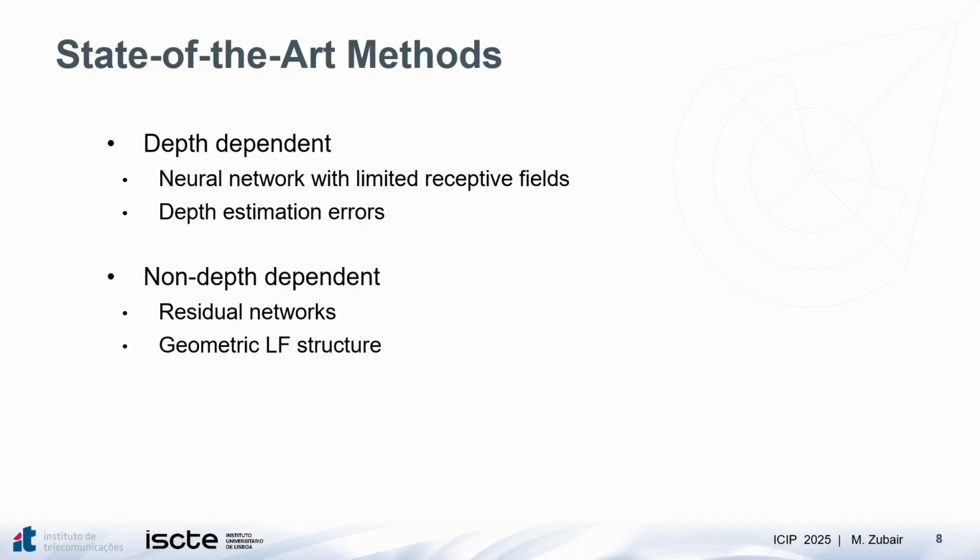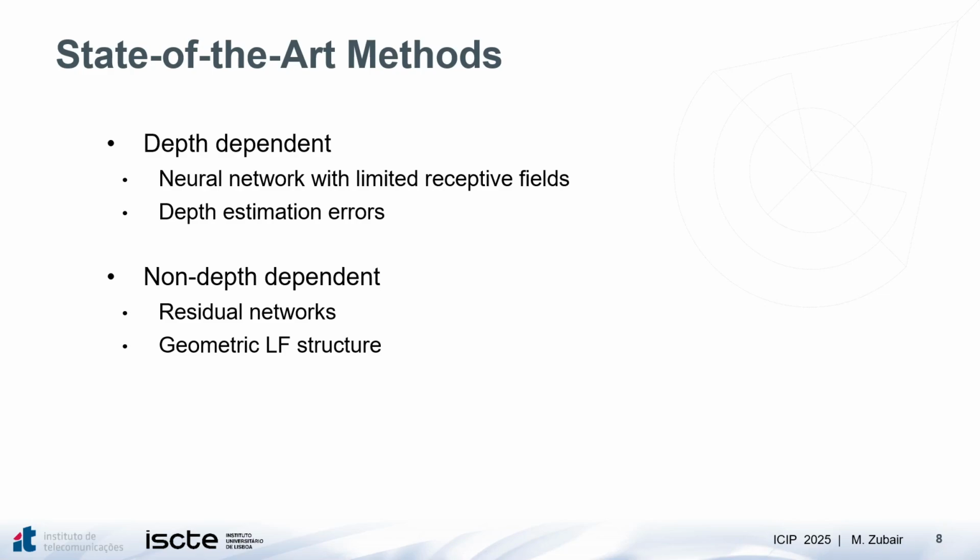Existing state-of-the-art methods for light field view synthesis are divided into two categories: depth-dependent methods and non-depth-dependent methods. Depth-dependent methods depend on depth maps to synthesize the dense light field, while non-depth-dependent methods synthesize the dense light field using local information. Depth-dependent methods are designed with neural networks which have limited receptive fields. That's why they have depth estimation errors.